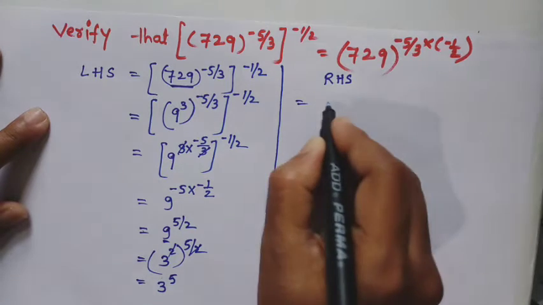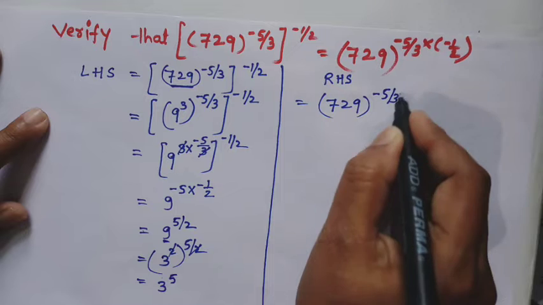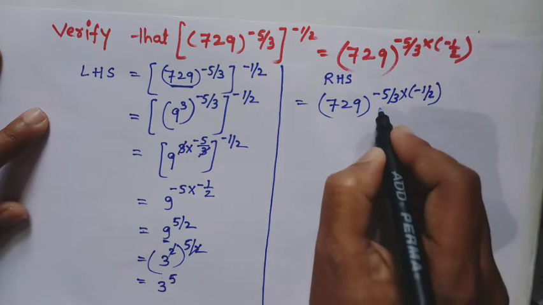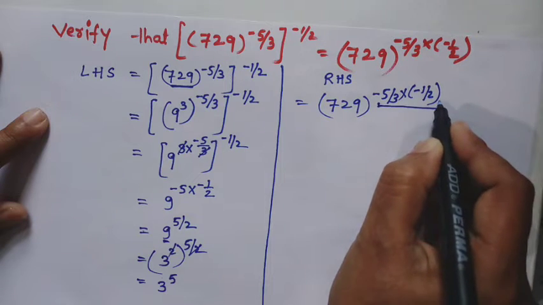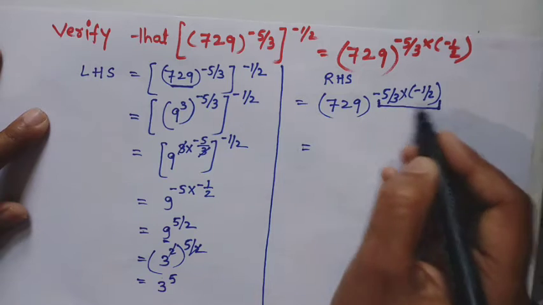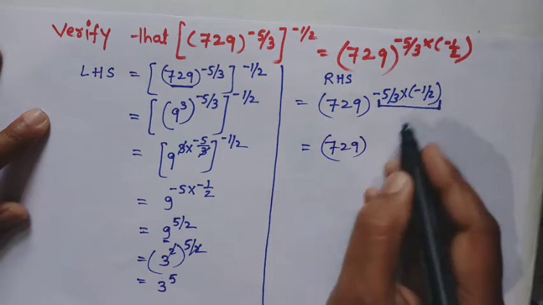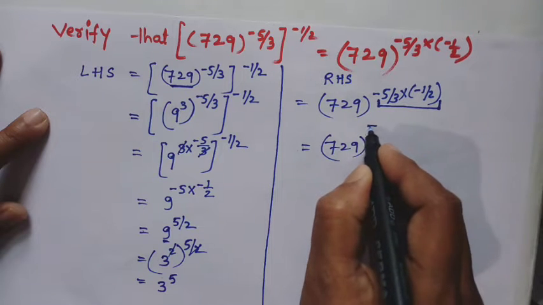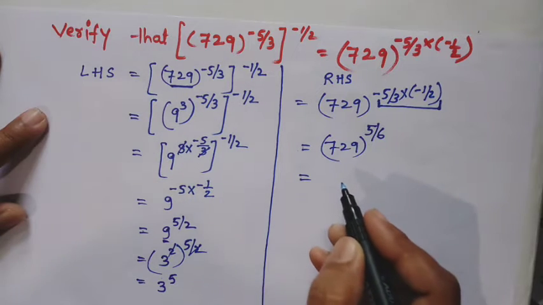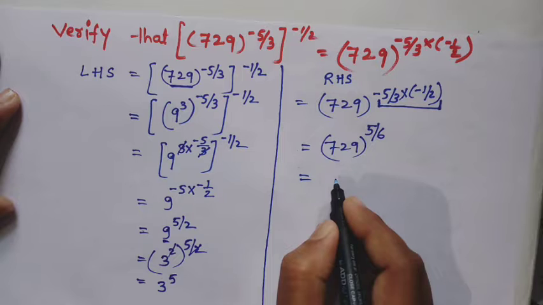Now let us see what our RHS is. Our RHS is 729 to the power minus 5 by 3 into minus 1 by 2. It's very clear that you have to do the exponent part first. Because these are together, 729 to the power, what are you getting? Minus 5 into minus 1 will be 5 and 3 twos are 6. So 729 to the power 5 by 6. Now see, what is 729?